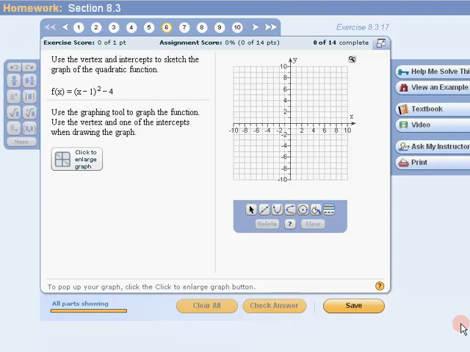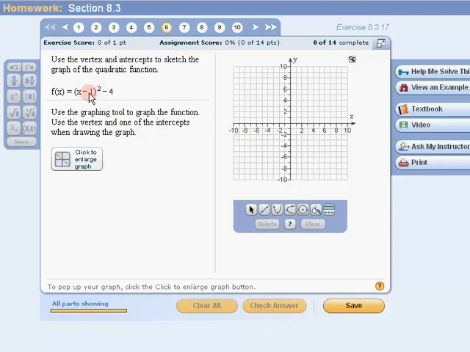Here we are in course compass in a very similar question that we just did. It says, use the vertex and intercepts to sketch the graph of the quadratic function. Okay, now in this case, notice the A is 1, right? So we know this is an up parabola. Now where is the vertex of this parabola? Okay, now I'm not going to be able to write this on the screen, but let me explain it to you.